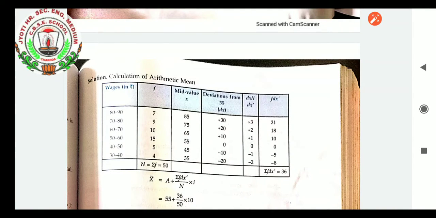Today we will learn the Charlier's accuracy method of checking whether the mean answer is correct or not. But before that, I want to explain one question of continuous series.